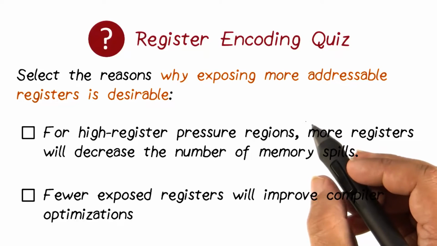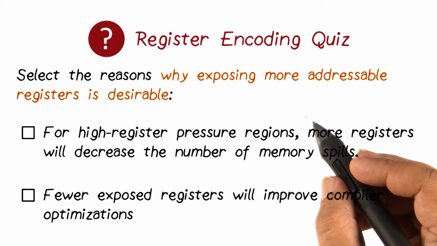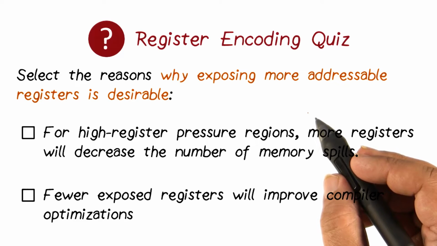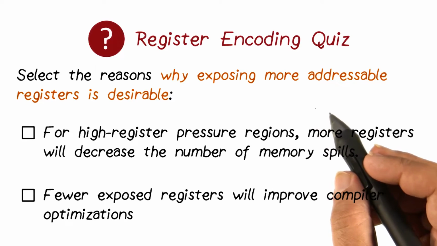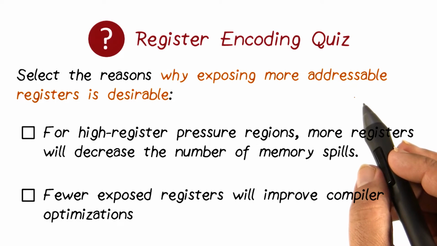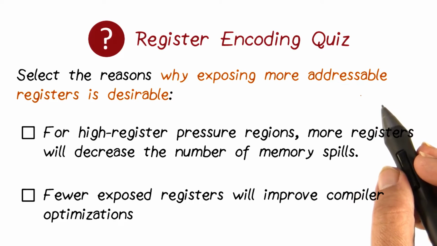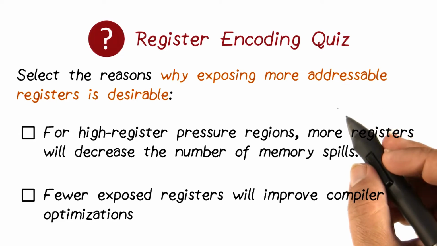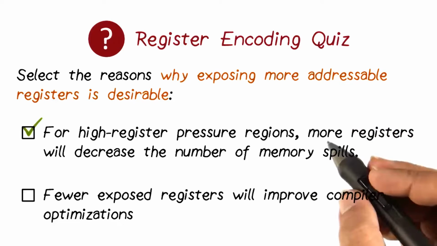So before we get into the details of differential register allocation, let us review some concepts through a quiz. In the following statements, select the reasons why exposing more addressable registers is desirable. Check all those statements which are true here with a check mark. The first statement is, for high register pressure regions, more registers will decrease the number of memory spills. The second statement is, fewer exposed registers will improve compiler optimizations. Please put a check mark against the statement which is true here. Go ahead and mark your answers now. So let us look at the statements now for the answers.